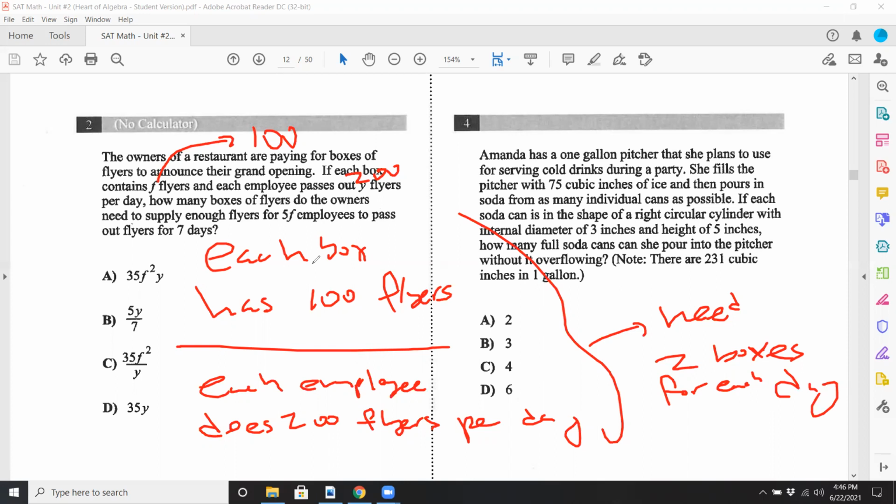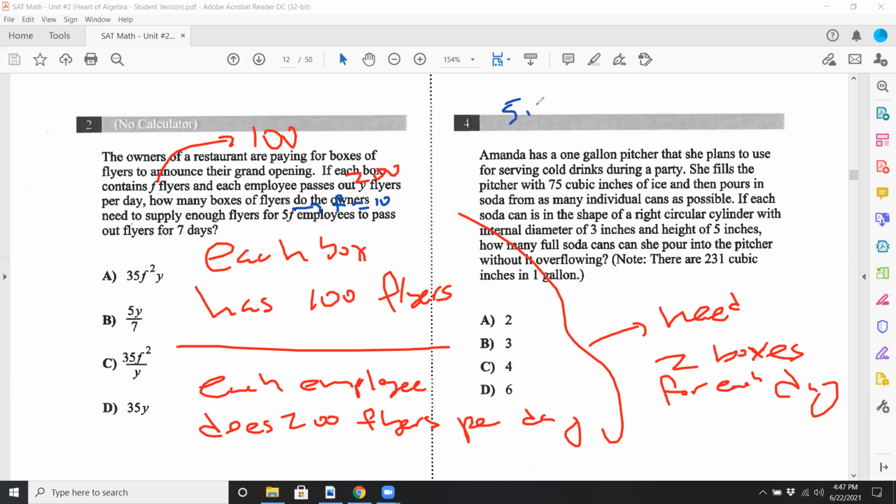But we're doing this for 5F employees for 7 days. Let's say you've got quite the operation. Let's say you've got yourself 50 employees. I'll make F 10. So you have 50 employees and you're doing this for 7 days. If I have 50 employees outside waiting for me, I give you 2 boxes, I give you 2 boxes, I give you 2 boxes. I need 100 boxes for 1 day.